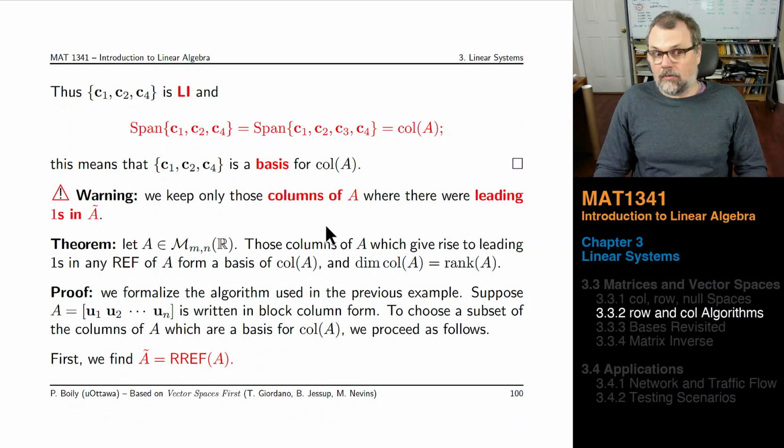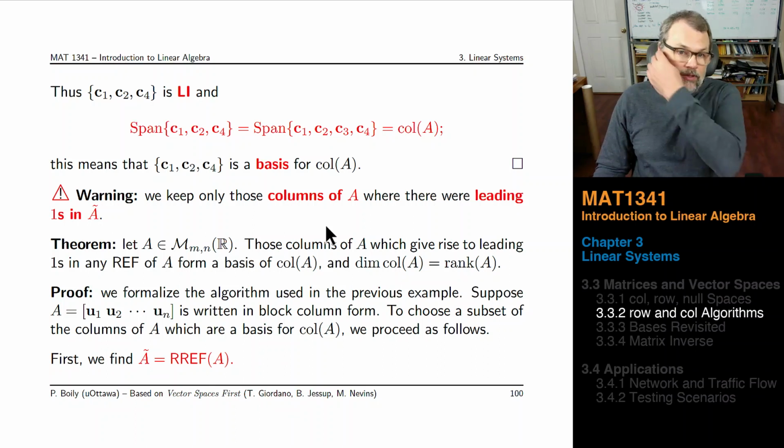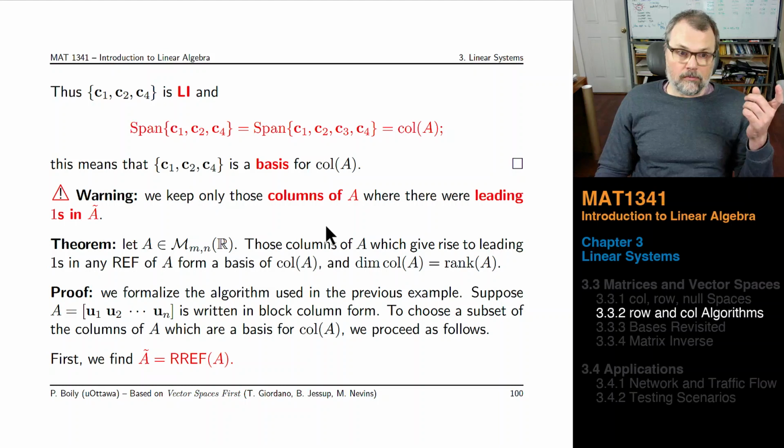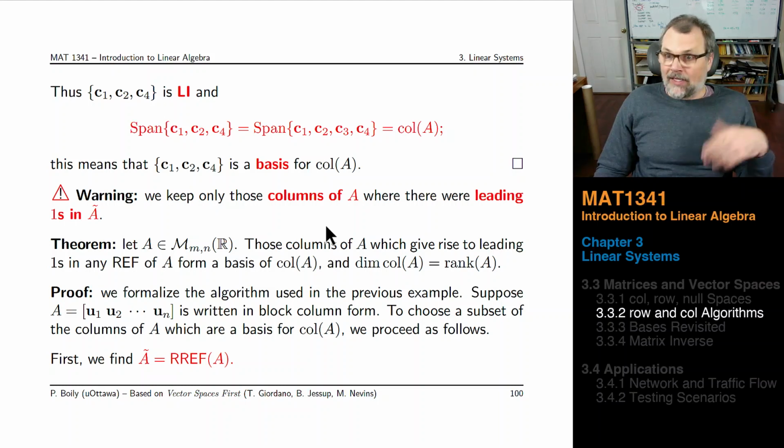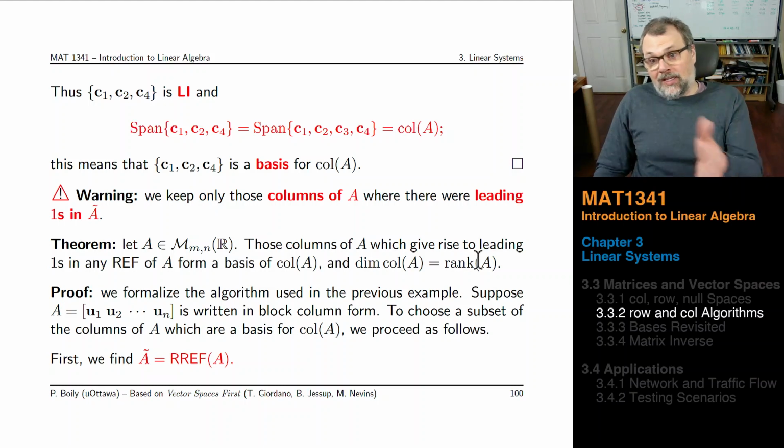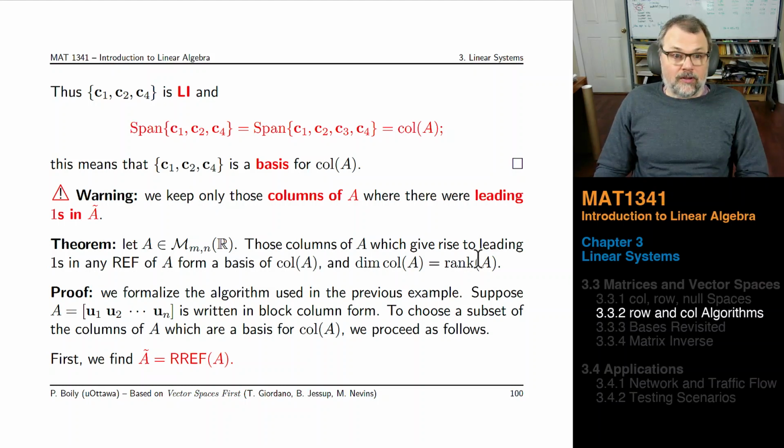We have a theorem about this. If A is an n by n matrix, the columns of A, which give rise to leading ones in any row echelon form of A, they do form a basis for the column space of A, and the dimension of the column space of A is going to be the rank of A, the number of leading ones in your matrix. I mean, basically all we have to do is to formalize the algorithm that we used in the previous example.